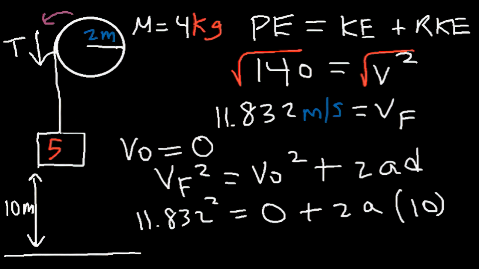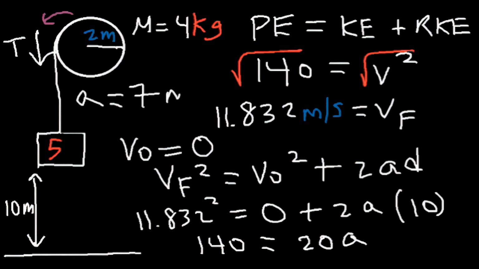So it's 11.832 squared, which is 139.996, which I'm going to round to 140. And 2 times 10 is 20. So if you divide both sides by 20, 140 divided by 20 gives you an acceleration of 7. So this is another way in which you can get the same answer, using conservation of energy.